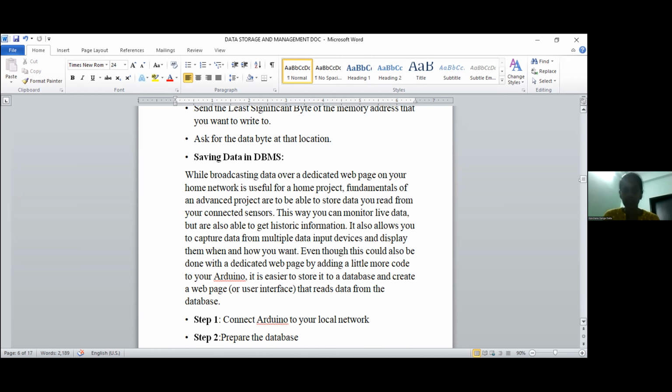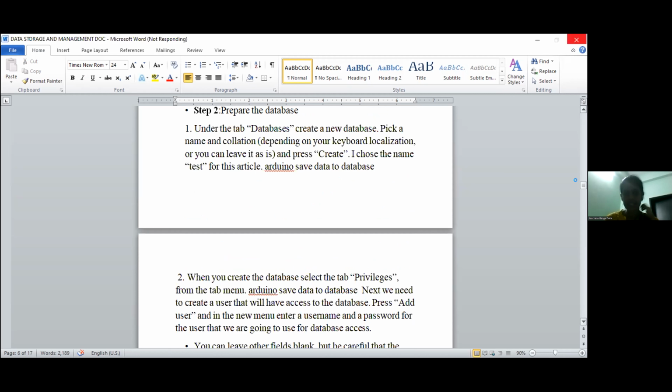So the first step is we need to connect Arduino to the local network, as I have said. And the second step is we need to prepare the database. Before preparing the database itself, how can we know what we are using that particular database for? So we need to create the database first. The second thing is we need to create a namespace in the database for the application we are using it for.